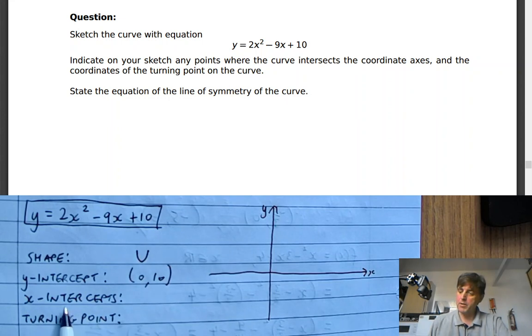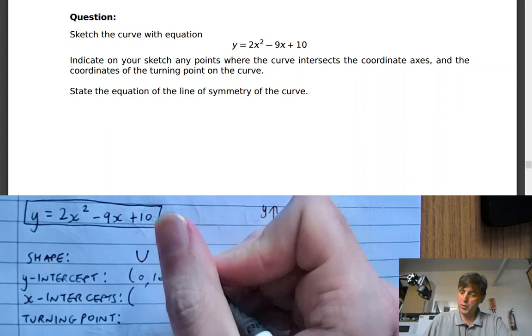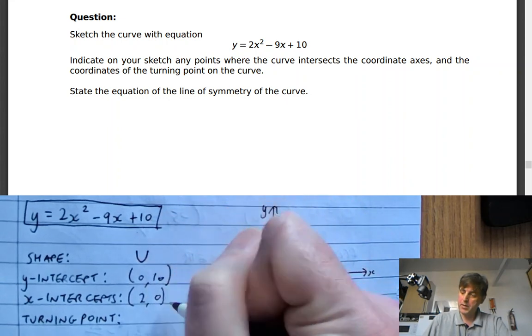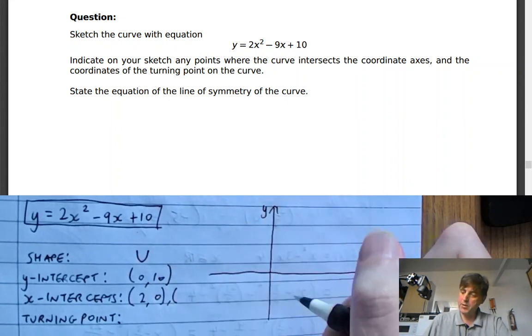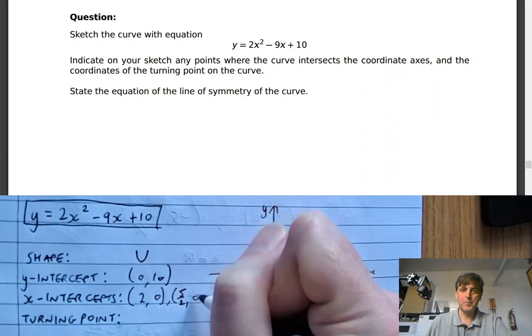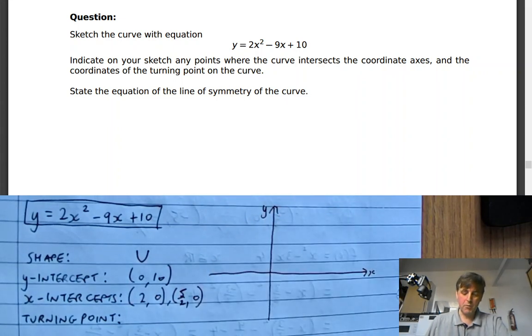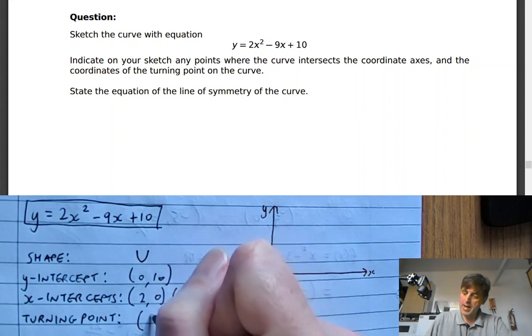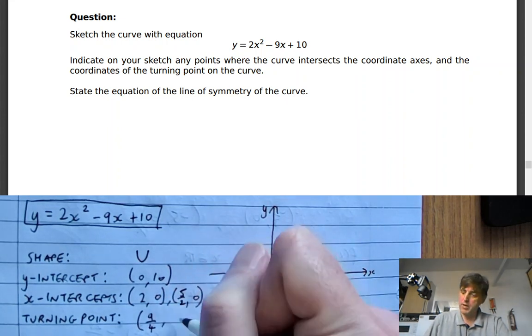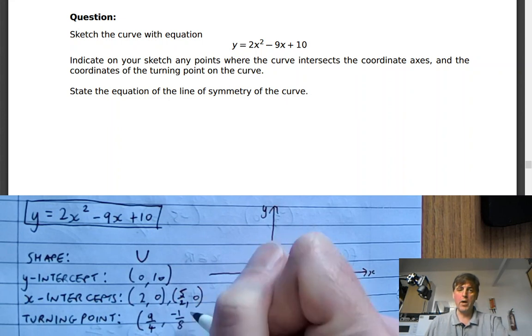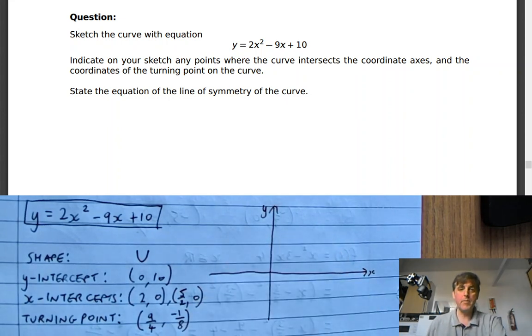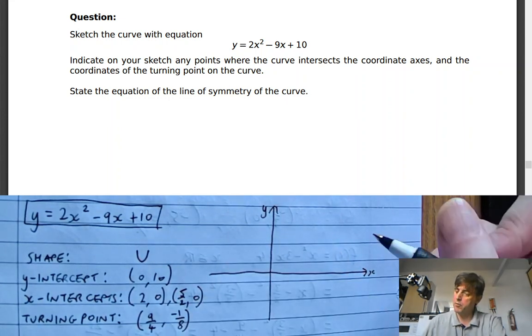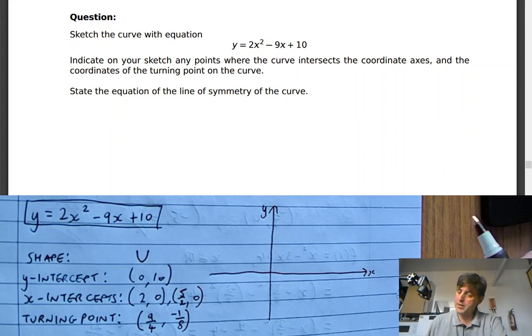The x-intercepts: if you substitute y equals 0 and solve the equation, you get the two roots are 2 and 5/2. So we've got our x-intercepts here at 2, 0 and 5/2, 0. And then the turning point: when you write it in completed square form and work out the turning point, you should get the x value is 9/4 and the y value is -1/8.